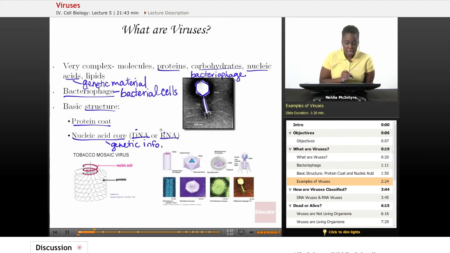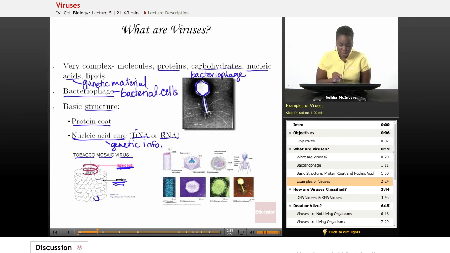Now, here are examples of specific viruses. We have the tobacco mosaic virus, and again, its protein coat is covering the nucleic acid that's inside. This is an interesting looking protein coat. Like I said, viruses can be very complex in structure. Again, that protein coat serves as a protection for the nucleic acid that's inside of it.